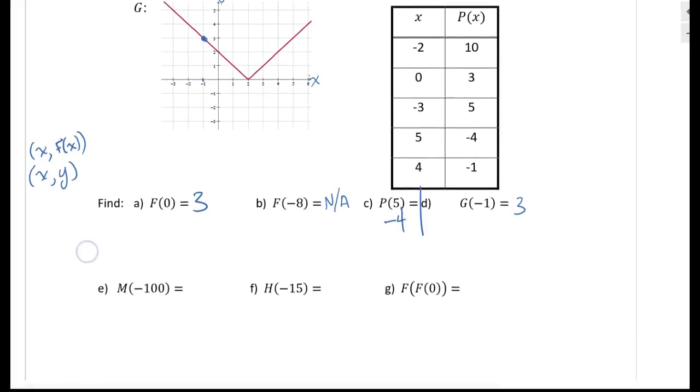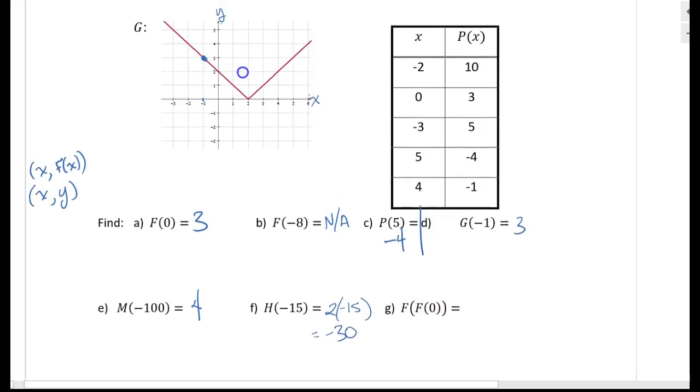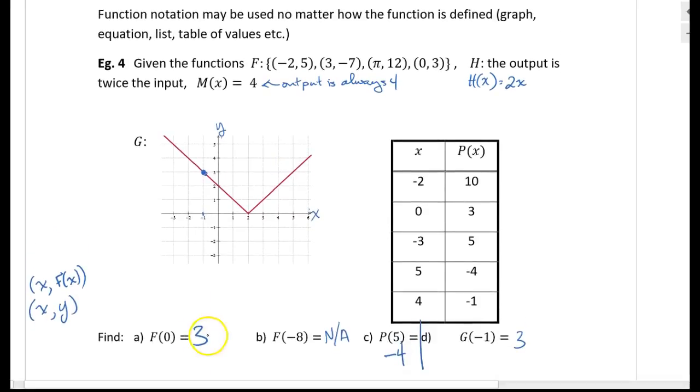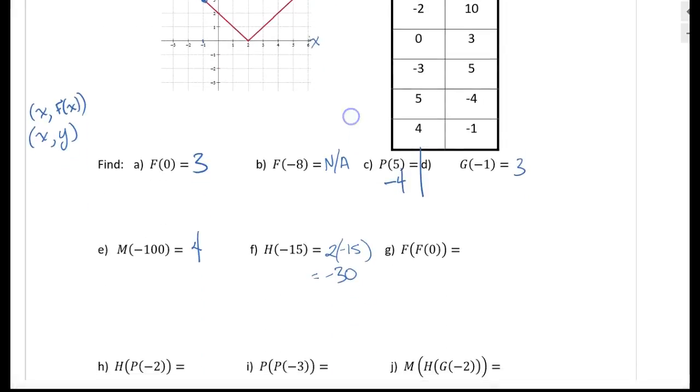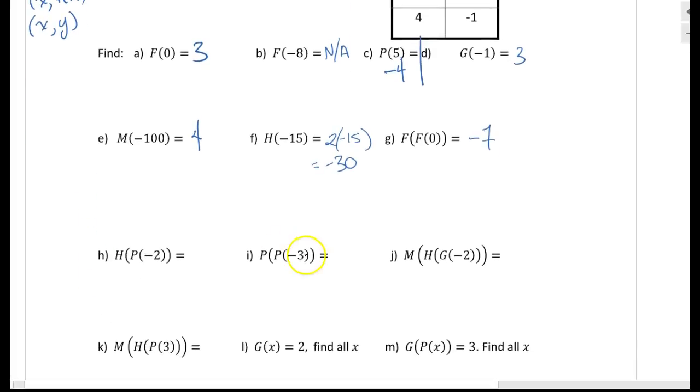M, when the input is -100, is still 4. It's always 4, no matter what. Remember, we wrote the equation for H, so it's 2 times my input, which can also be written as -30. F of 0. So first I figure out F of 0, which I already did, is 3. Then 3 as my input would tell me that -7 is my output. Okay, so I'll let you try with H and P here.